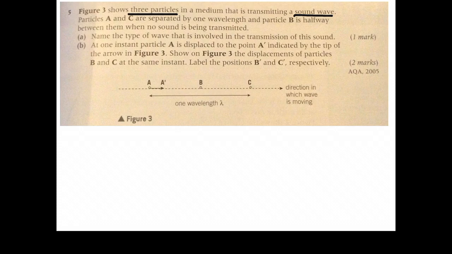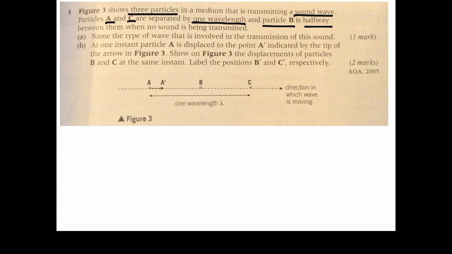Particles A and C. Now we have a sketch here, so we can actually look at the sketch to visualize what's going on, as separated by 1 wavelength. So we can underline that, but it is also in the diagram. And particle B is halfway between them when no sound is being transmitted. So that is the position of B when no sound is transmitted. It's halfway, exactly in that position.